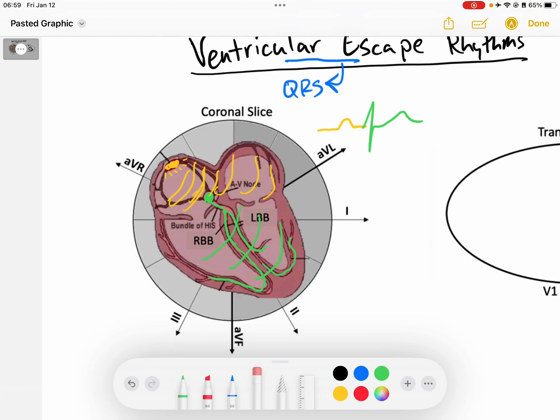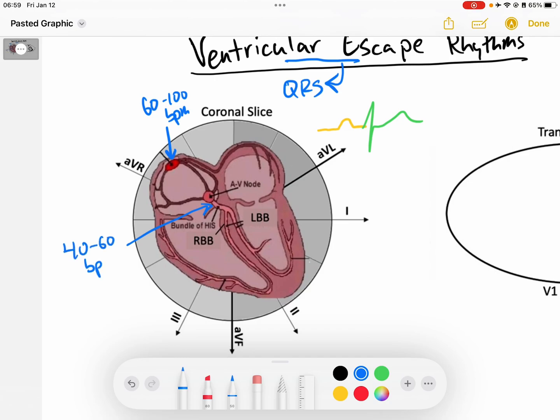Well, in a ventricular escape rhythm, I want to remind you all that all myocardial cells have an intrinsic pacemaker capability. The SA node's pacemaker capability is 60 to 100 beats per minute. The AV junction can beat at around 40 to 60 beats per minute. In the ventricular myocardium, these cells can beat at maybe 20 to 40 beats per minute intrinsically.